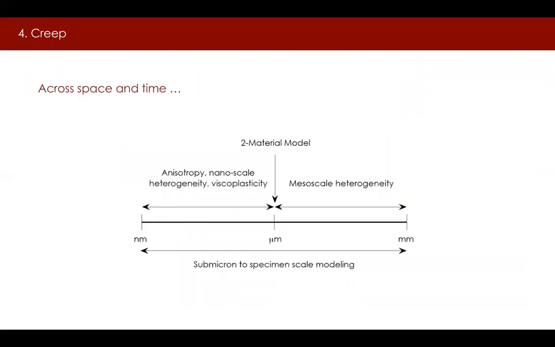Creep is the time-dependent deformation that takes place in a material under the condition of sustained load across space and time. We recognize that creep takes place at different scales in space and time. By across space, we recognize that creep takes place not only at the nanometer scale, but all the way up to the millimeter scale and beyond. My talk will only cover the scale from nanometers to millimeters, but even then, we realize that this range of spatial dimensions is already 6 orders of magnitude in the metric scale.